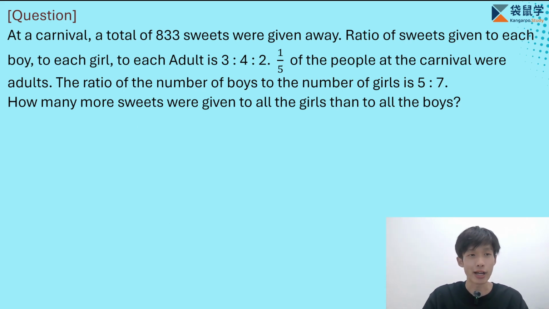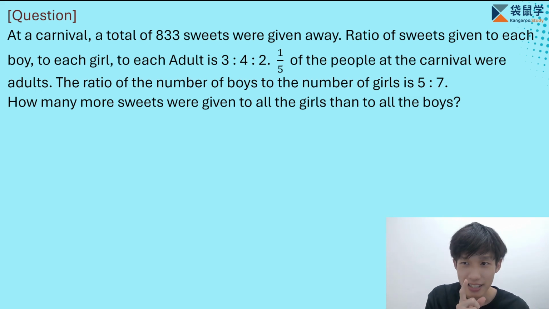So, let's read the question first. At the carnival, a total of 833 sweets were given away. And the ratio of the sweets given to each boy, to each girl, to each adult is 3:4:2. Now my question is, what type of ratio is this?